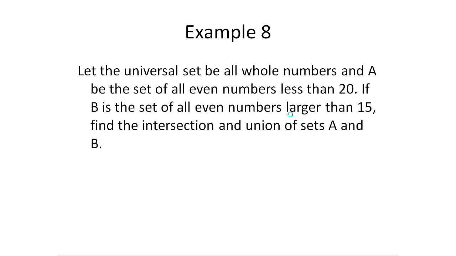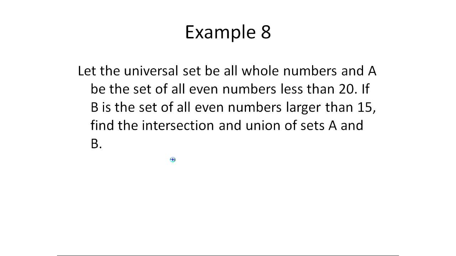So I also want to show you how to deal with finding unions and intersections when the sets are simply described instead of defined by lists. So this is one example of that. It says, okay, the universal set's all whole numbers. And A is the set of all even numbers smaller than 20, and B is the set of all even numbers larger than 15. Find the intersection and the union. Okay. So we got basically all whole numbers as universal set, and so that includes negative numbers.